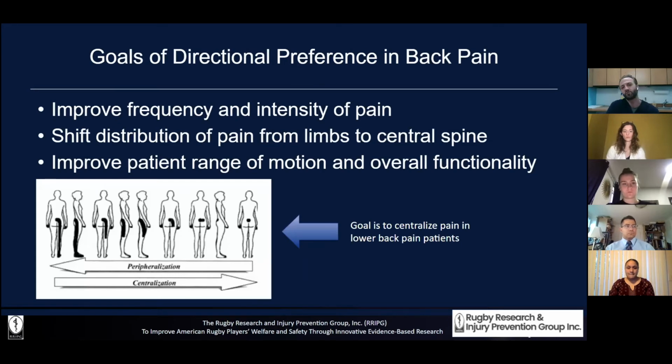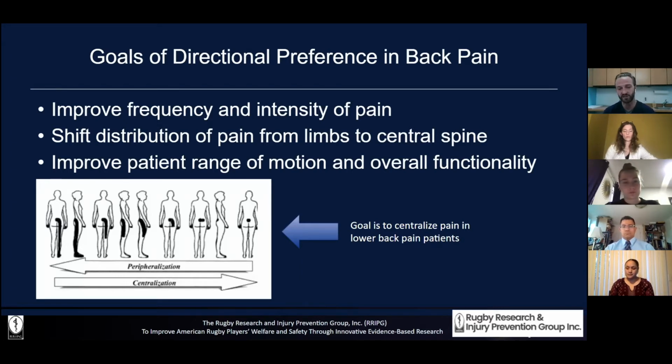So, goals of directional preference in back pain. In simple terms, you make everything better. Make the pain better, make the range of motion better. Improve the frequency and intensity of pain. Shift the distribution of pain from the limbs to the central spine. This is a really important concept, and it's called centralization. And the picture on the bottom of that slide really shows you what I'm talking about here.